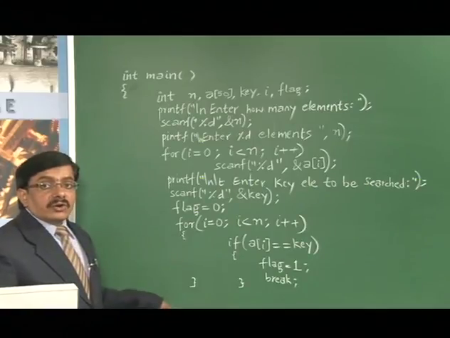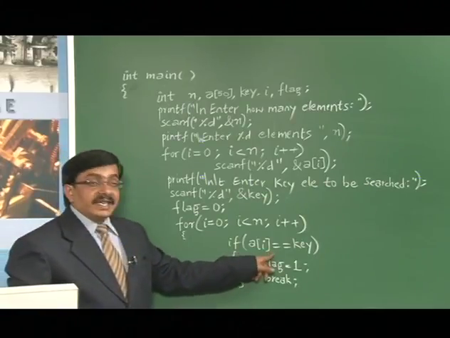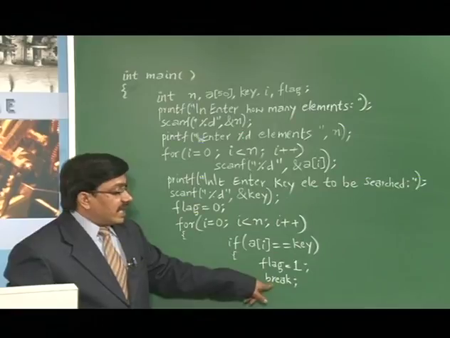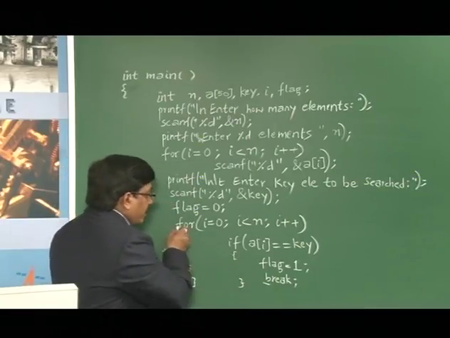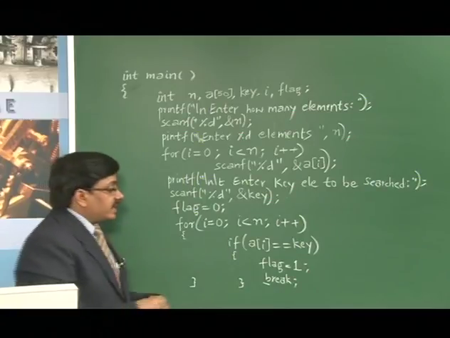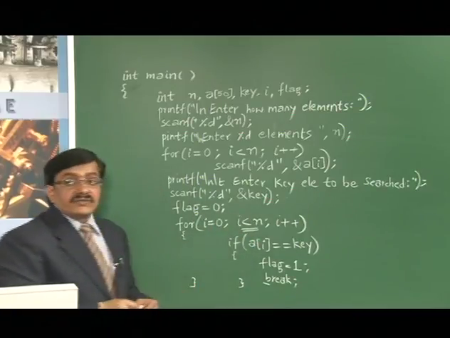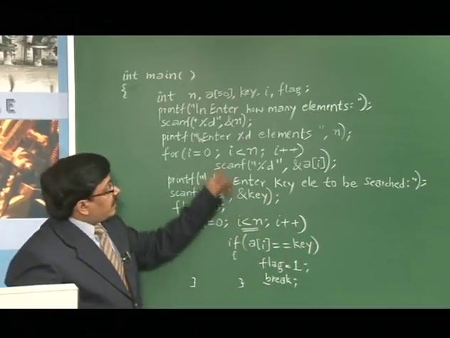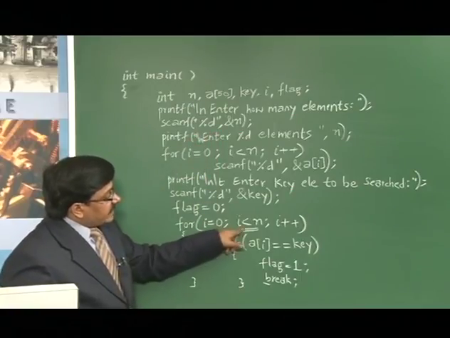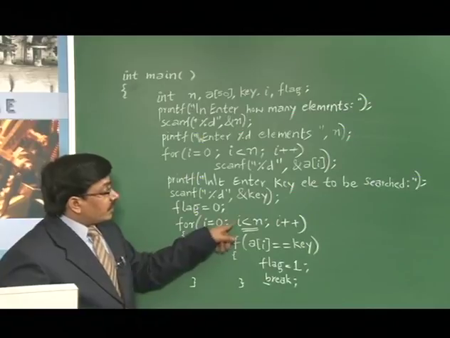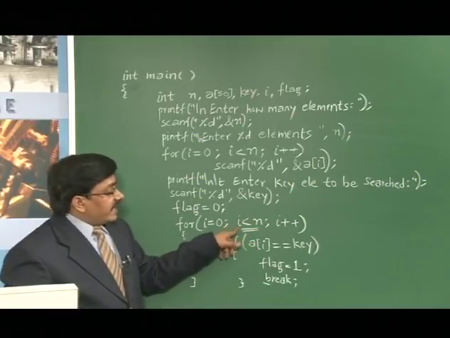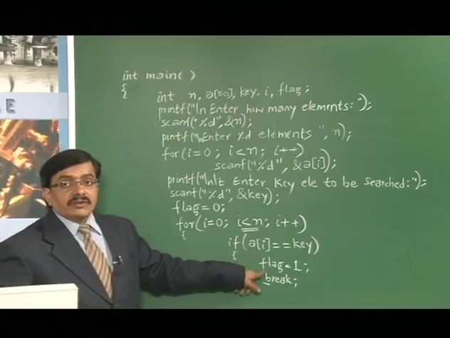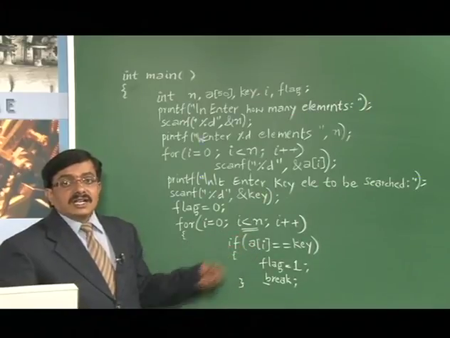Here we will be coming out of the for loop in only two situations. Either when the key is found satisfying the condition a of i is equal to key, whenever the key is found, we set flag is equal to 1 and break. And whenever I use the break statement here, I will be coming out of the loop. That is one situation. The other situation is when this condition fails, that is, when we are trying to go beyond the array, crossing the array boundary. Here we have only n elements, with index from i is equal to 0 to n minus 1. When i is equal to n, n will not be less than n, so I will come out of the loop. And once I come out of the loop, I check the flag value. If flag is 1, the element is present, otherwise the element is not present in the list.